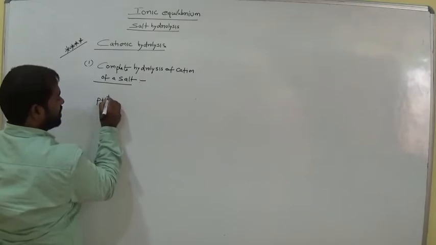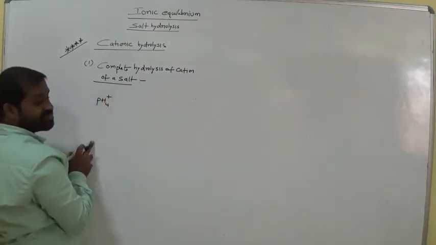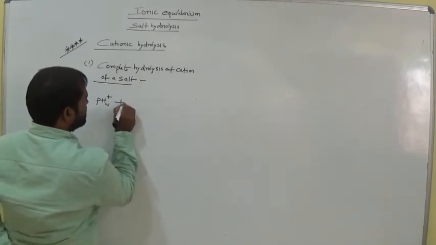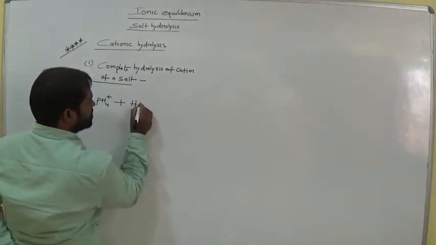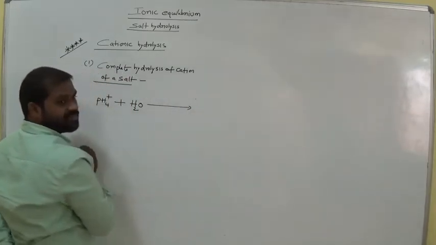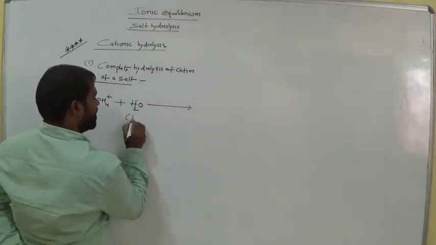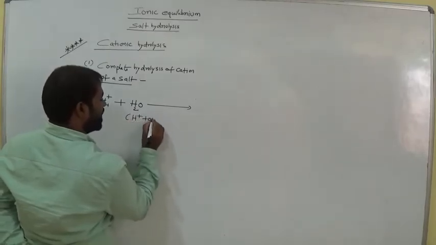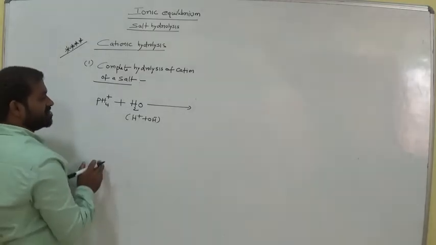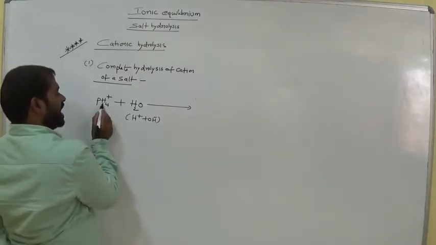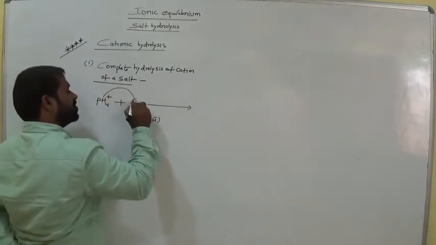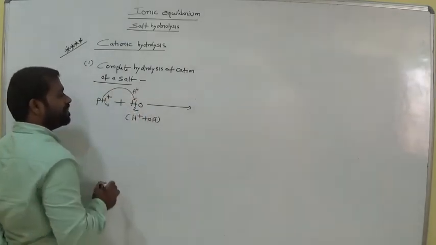PH4 plus. It is called phosphonium ion. Now this is treated with water. Hydrolysis means we add the water. Now what are the ions present in H2O? You know very well, H plus and OH minus, am I right? So now it is H2O. Now it has 4 hydrogens, am I right? Now it can donate one proton to this H2O.